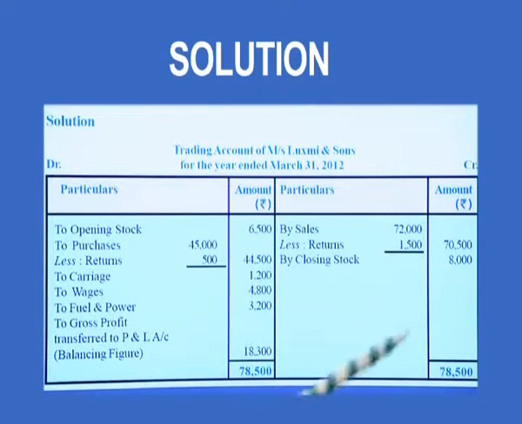Then you have to balance it. The balance is coming higher on the credit side. So, that is 78,500, and if you are taking the difference, there is a shortage of 18,300. That will come on the debit side of the trading account as the gross profit.